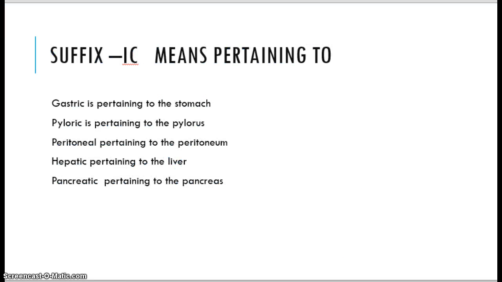The suffix -ic means pertaining to. When we discuss terms related to the gastrointestinal system, we can refer to gastric, meaning pertaining to the stomach; pyloric, pertaining to the pylorus; peritoneal, pertaining to the peritoneum; hepatic, pertaining to the liver; and pancreatic, pertaining to the pancreas.